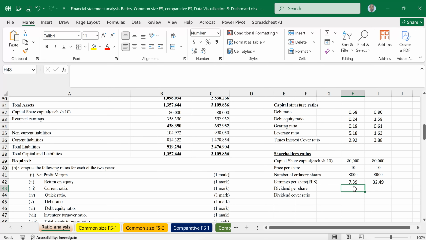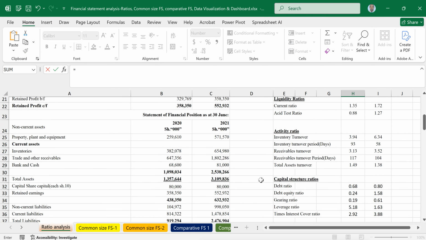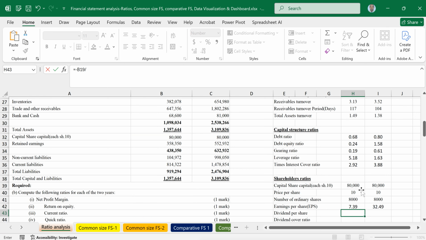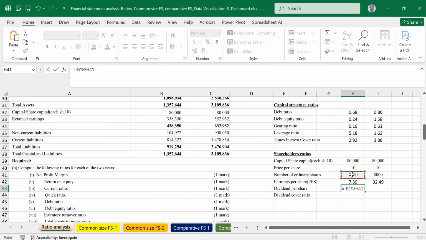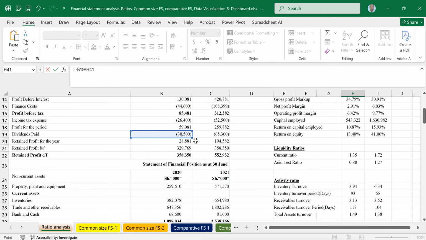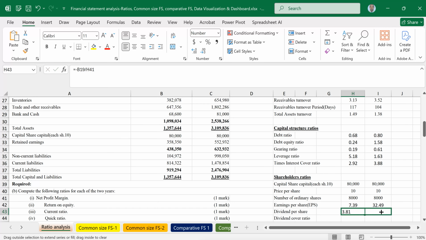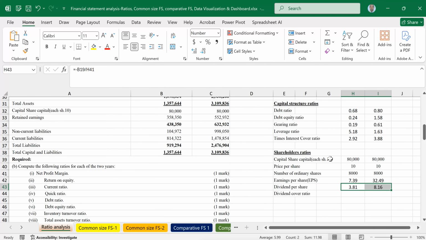Now, dividend per share is dividend paid, so equal sign negative, because this is a negative dividend paid in the SOPL. Divide that with the number of shares, which are 8,000. So equal sign negative, you click on the dividend, divide with the number of shares, drag across. Then you can see DPS was 3.81 and the other one had increased to 8.1. So the shareholders are gaining more in 2021 compared to 2020.